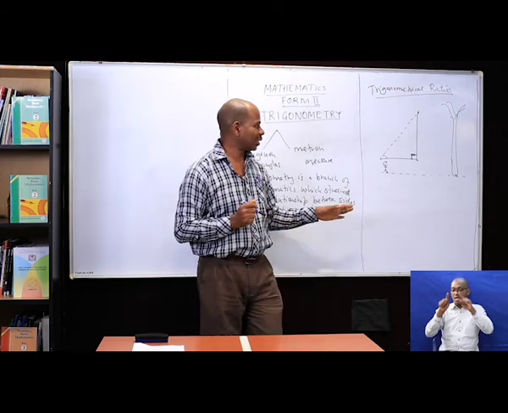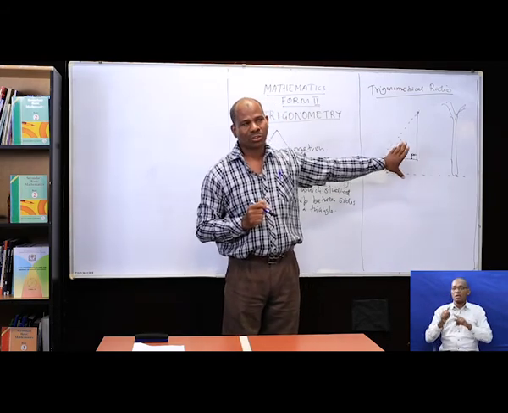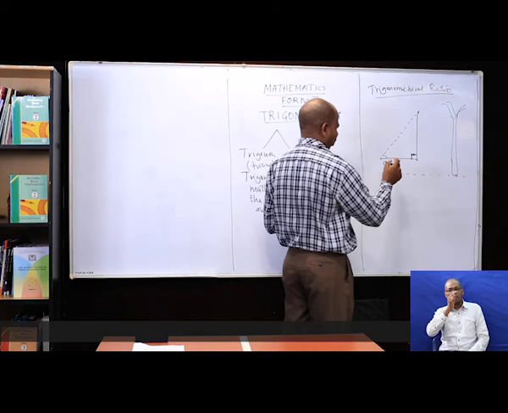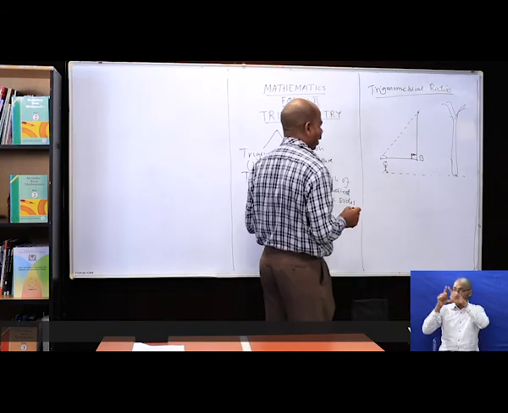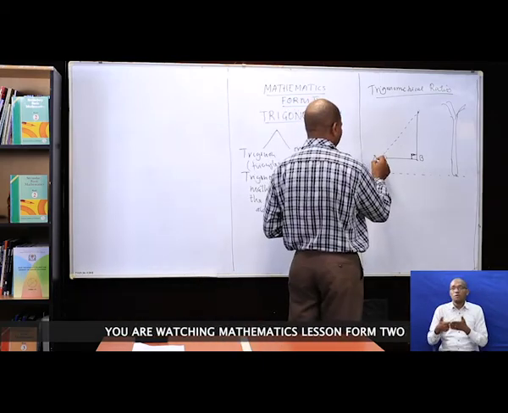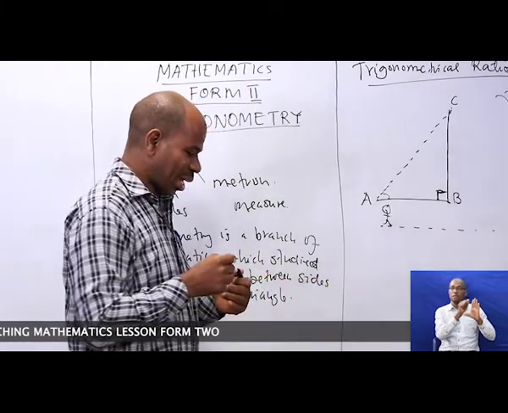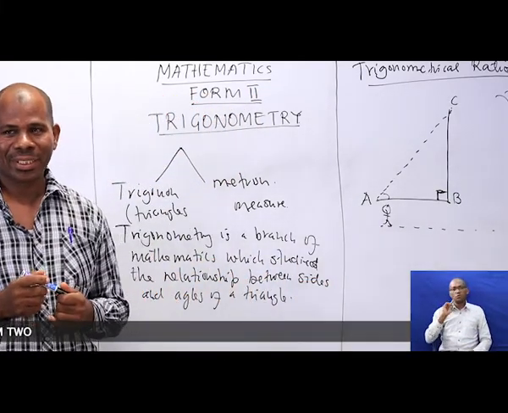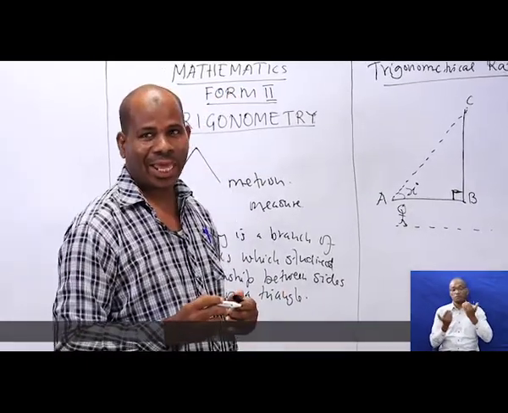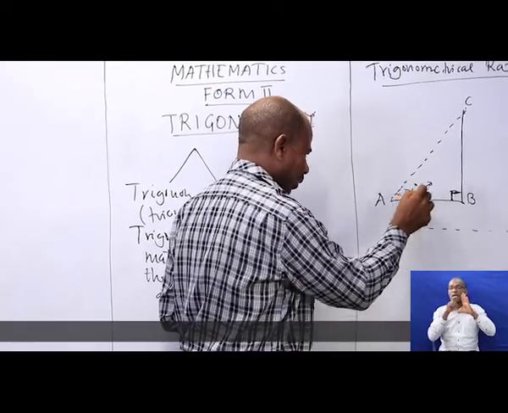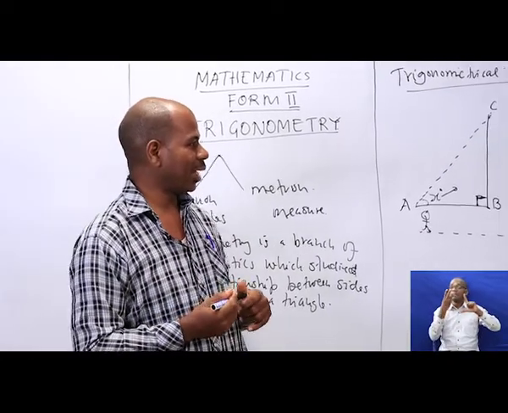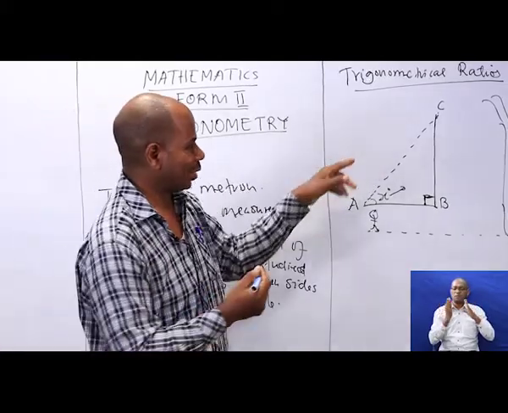Why so? Because a right angled triangle is a triangle in which one of the angles is 90 degrees. We can call the base B, or whatever you like, and here is A, and this is C. So we have triangle ABC, and it makes a certain unknown angle, which we call angle X.